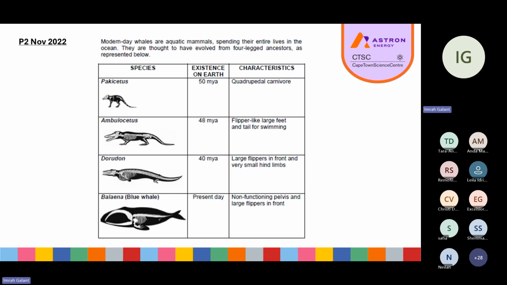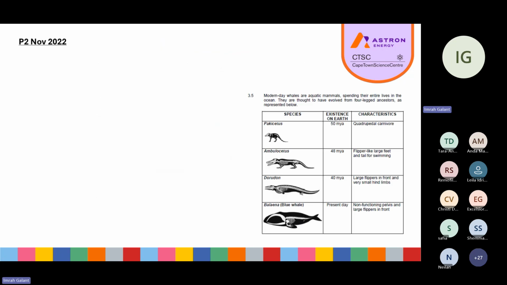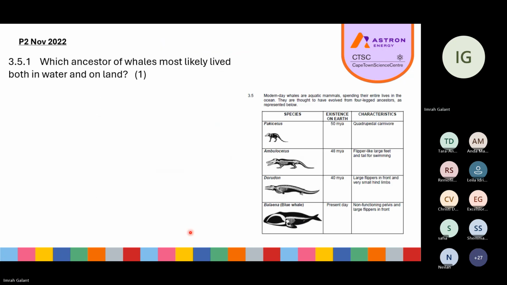So it says modern day whales are aquatic animals and they spend their entire lives in the ocean. They are thought to have evolved from four-legged ancestors as represented below. So let's look at the first question. Which ancestor of whales most likely lived both on land and in water? So now I just have to look at the diagram and read what is being asked.